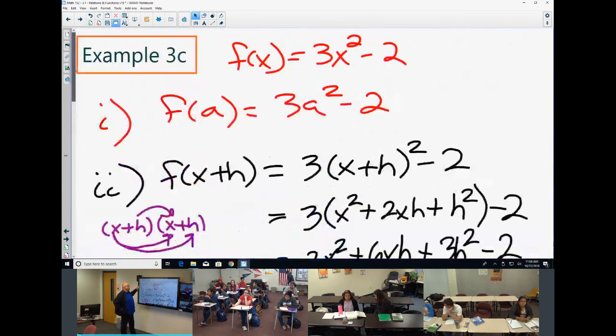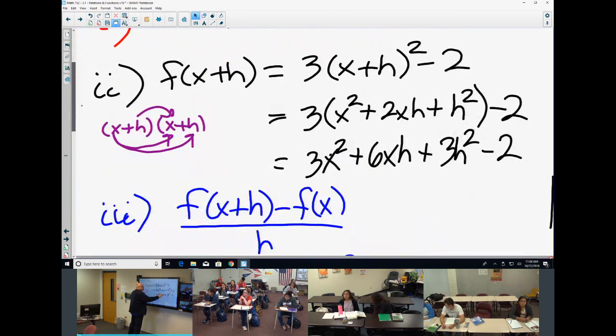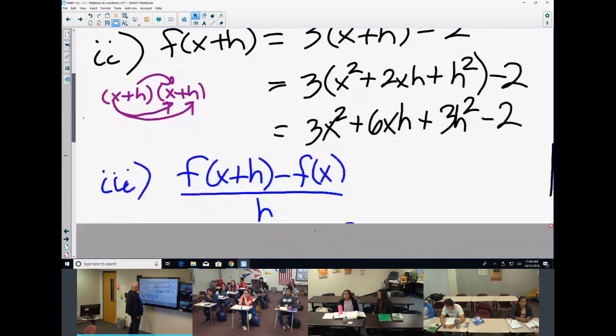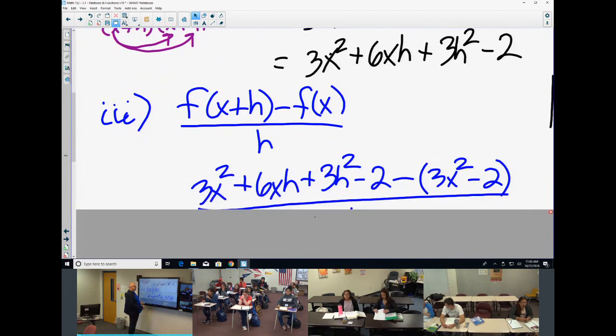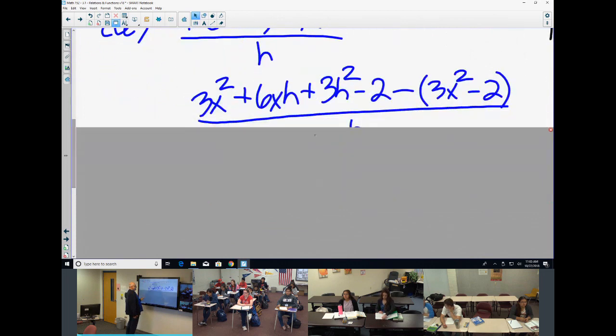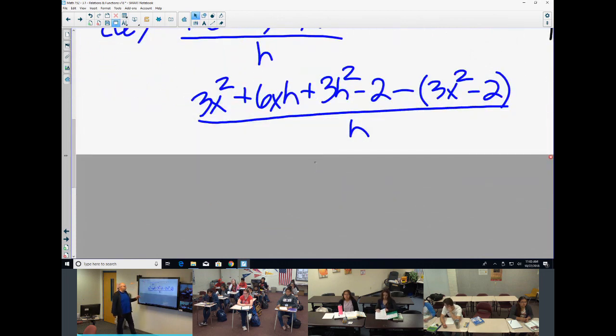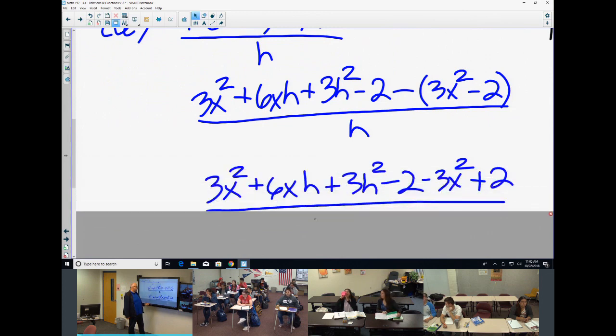So here we say the f of x was 3x squared minus 2. The f of x plus h we just did for part 2. What this is saying is to subtract those two answers and divide by h. So it's the f of x plus h, which we did up here in black, minus the original, f of x, all divided by h. And what happens is when you distribute the negative through, the x squareds are going to cancel and the 2's are going to cancel, because you have 3x squared minus 3x squared and then negative 2 plus 2.